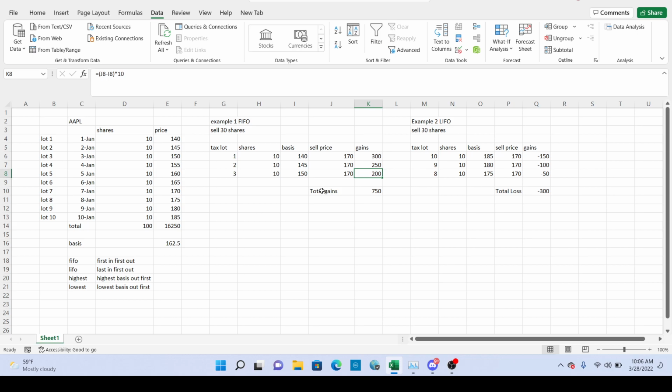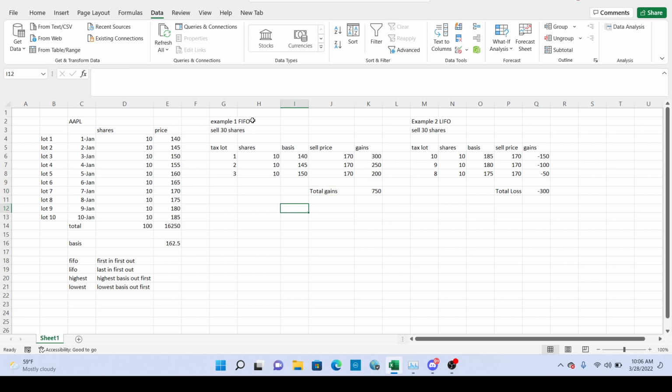So what are our total gains? Well, it's $750. Now, you may have thought that you made less gains because you are basing it off this average basis. So this is why it's important, because you're going to get taxed on $750 of short-term capital gains. So it's going to be a lot more tax than you had originally planned for.